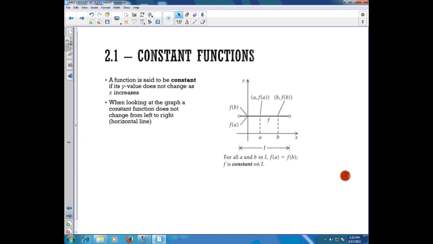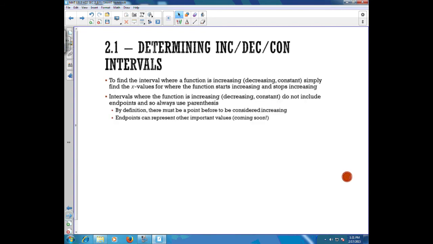And so all functions can be increasing, decreasing, or constant at some points, right? Or along some intervals, and that's what we're interested in. We want to be able to determine the intervals where the function is increasing, decreasing, or constant. To do that, we just want to find the starting and stopping points. Right? Where does the function start increasing, and where does the function stop increasing, or decreasing, or constant? And we're always going to be dealing with x values.